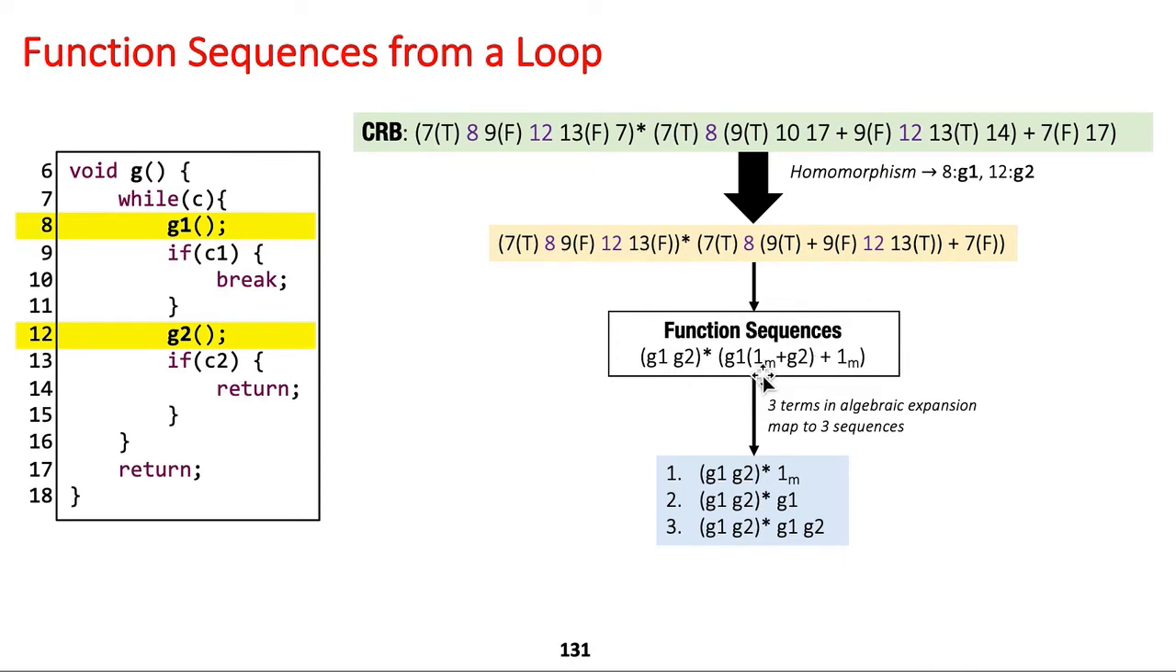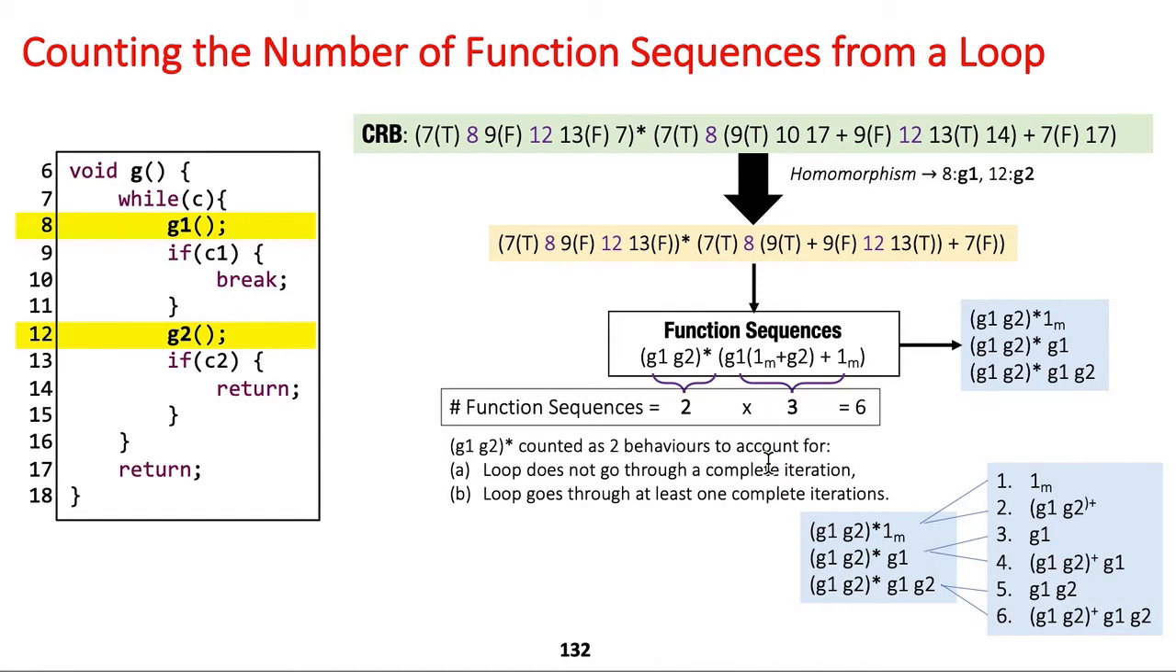So this algebraic expression, again we can count. There are three terms here, so we are going to get three behaviors, but each of these behaviors we are going to count twice, because we have the loop (g1, g2)*, and either we will have at least one complete iteration or no iteration. That's why we will count (g1, g2)* as 2, and so we get these 6 function sequences for this example of a loop.